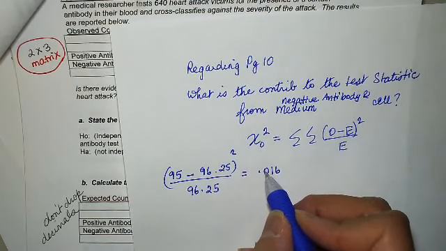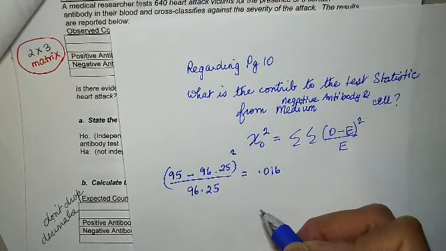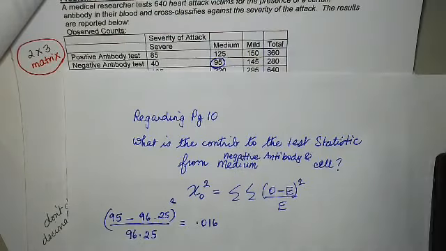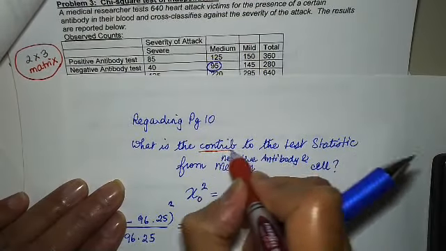95 minus 96.25, square it, and divide by 96.25. I get 0.016. This is one of the 6 pieces of the chi-naught squared test statistic. Get it?